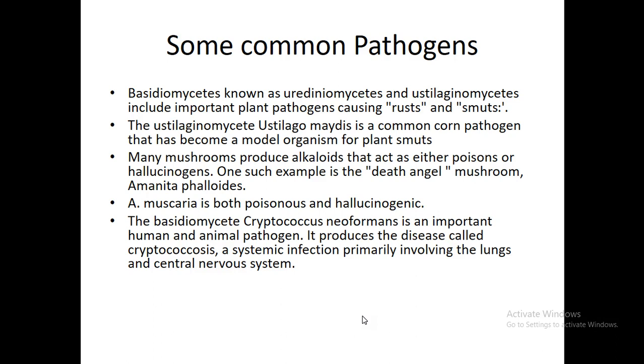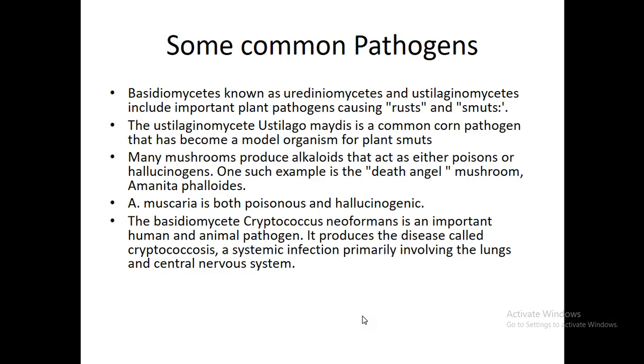Some common pathogens of this class are known as Urediniomycetes and Ustilaginomycetes, and they cause the most famous rust and smut diseases. Rust and smut diseases are considered economically very important diseases because they destroy cash crops like corn, wheat, etc. So, rust disease is due to these fungi, basidiomycetes.